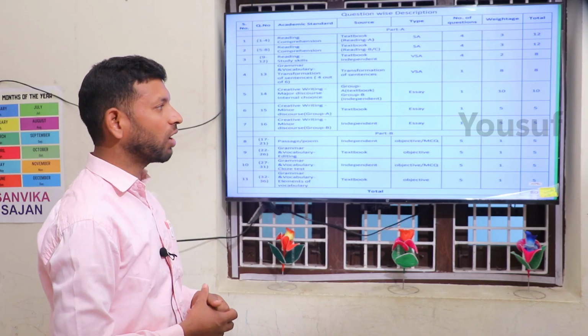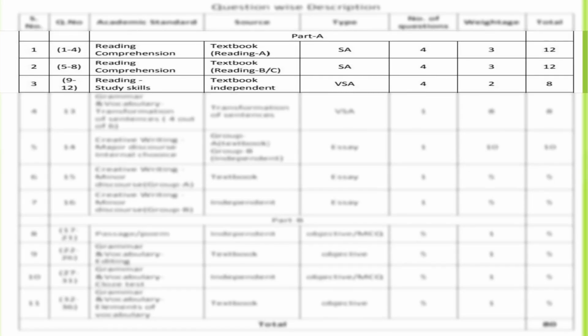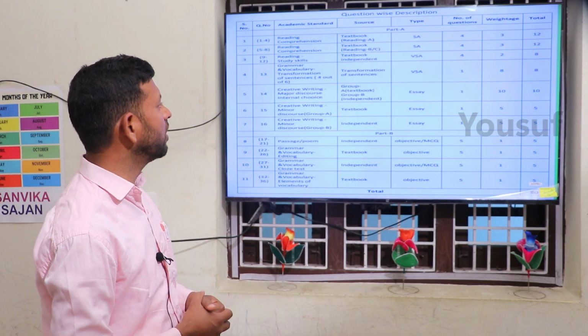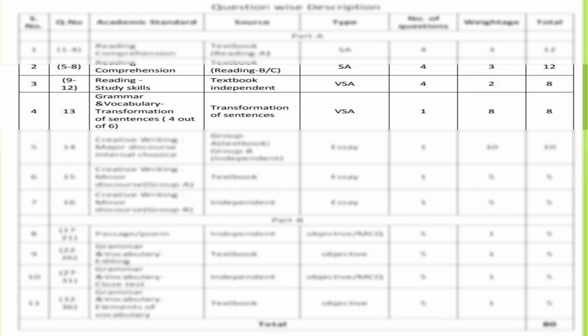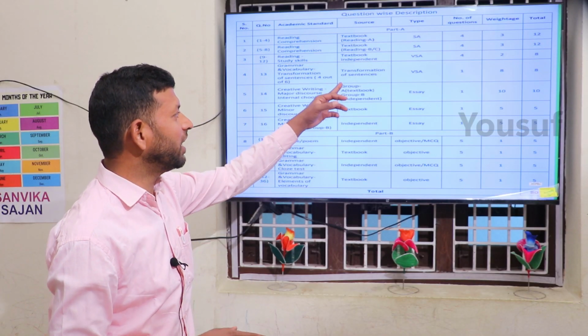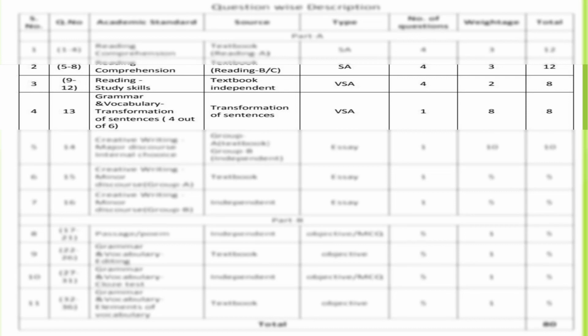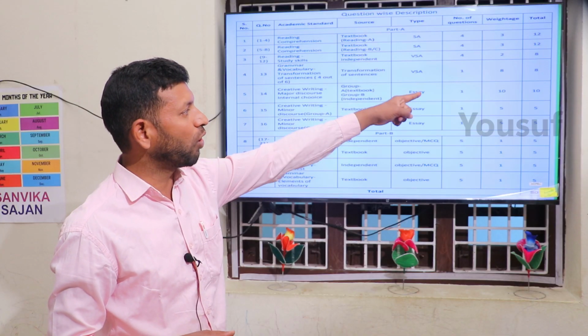And then comes question number 5 to 8, reading comprehension, textbook reading B or C. From B or C you are going to get a paragraph or a poem. Short answer, number of questions are 4, weightage marks are 3, and total 4 threes is 12. Then come to the reading study skills. That is completely textbook independent. Independent, you can see that, very short answers, again same 4 to 8.